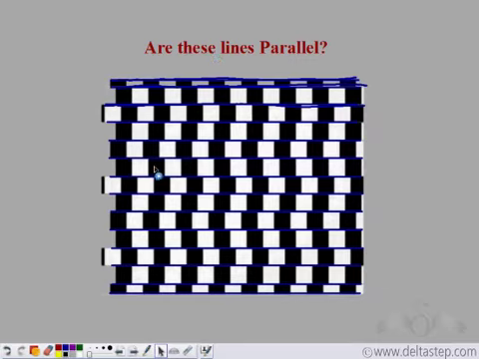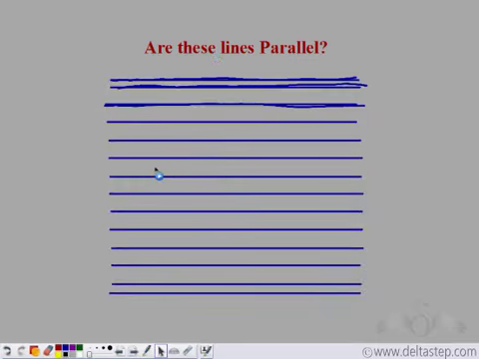Now let's just concentrate on the lines. So take any two lines. We see that this distance is constant. This distance is the same, which means that these lines are actually parallel. Although these did not appear to be parallel, these lines are actually parallel lines.